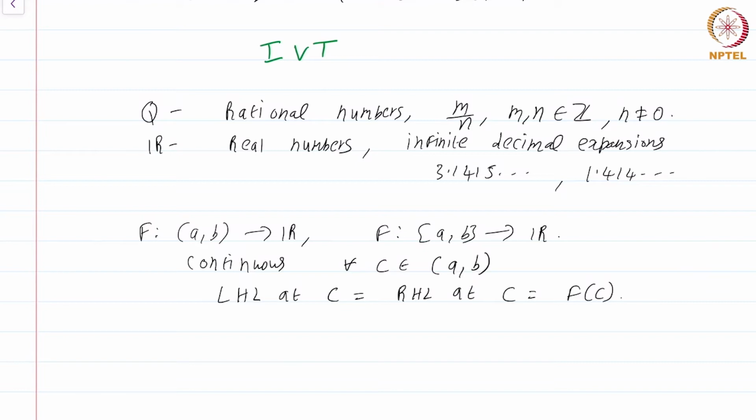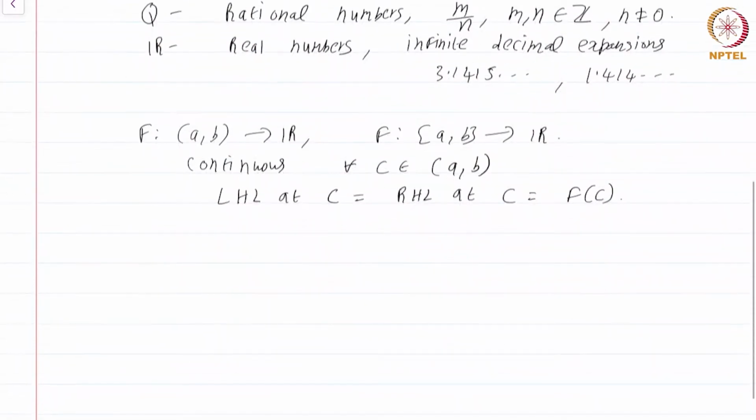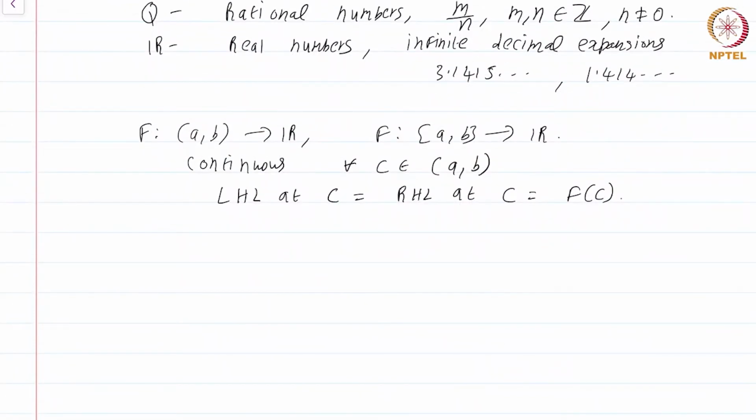Right? So this captures the intuitive fact that a continuous function cannot jump. The same definition holds for closed intervals, except at the endpoints a and b, one of the limits, either the left hand limit or the right hand limit, doesn't make sense. The same definition will work. Now, the intermediate value theorem captures the fact that a continuous function cannot jump in the following manner.